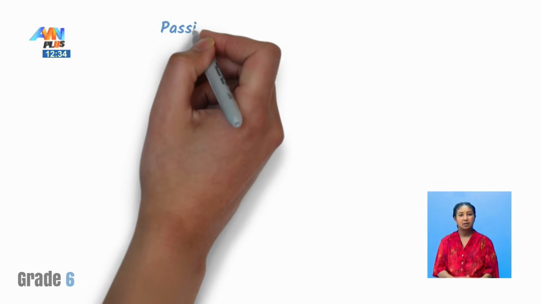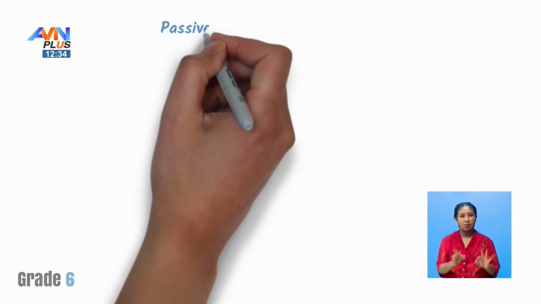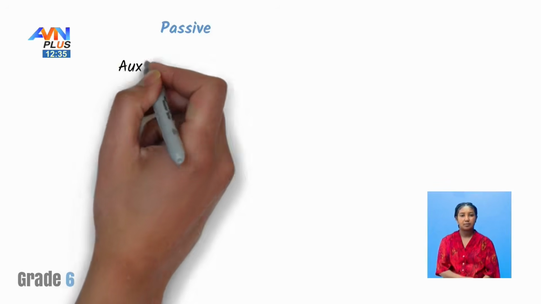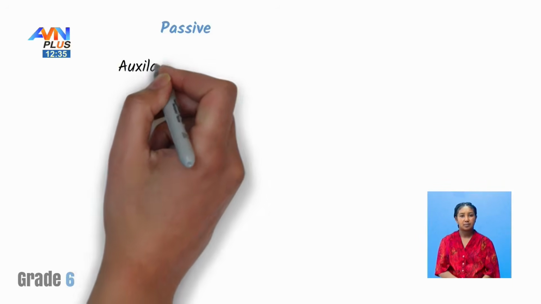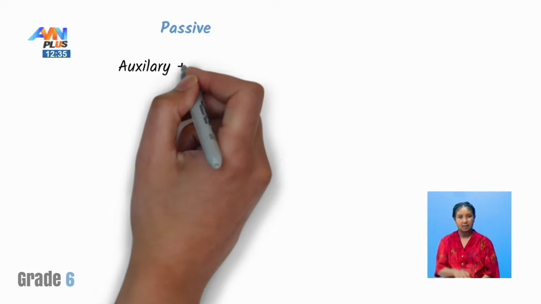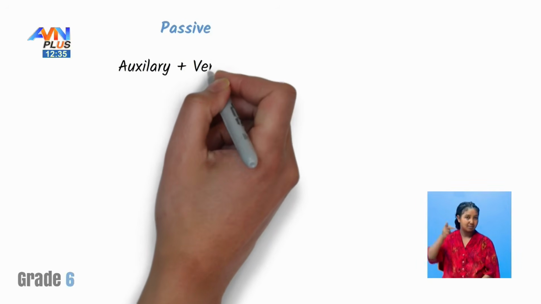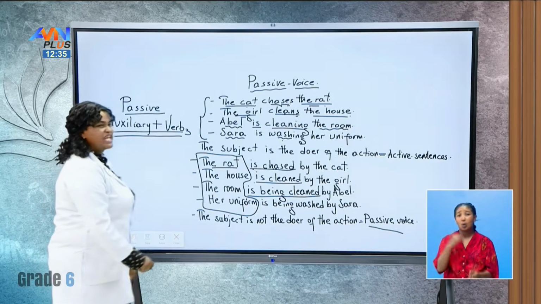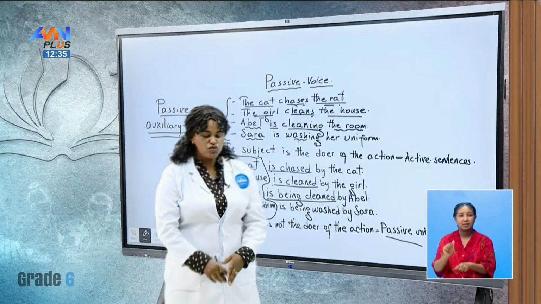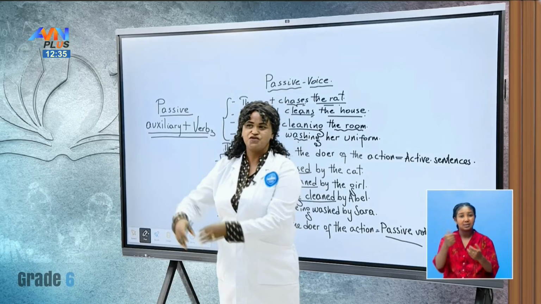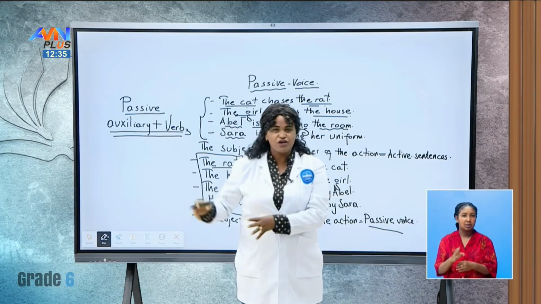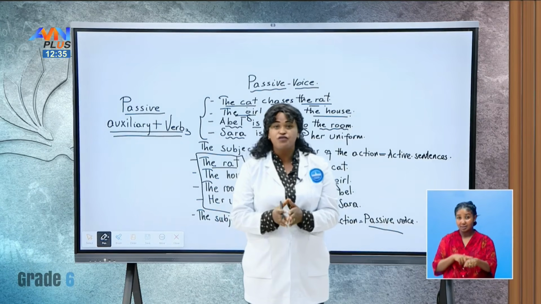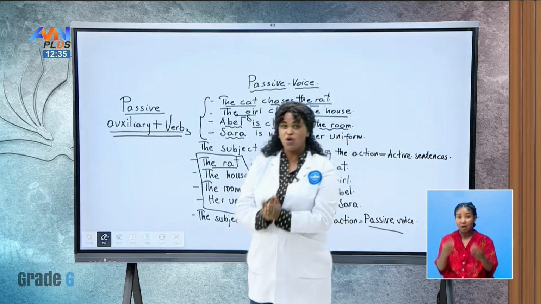And its form. Obviously, there is always a subject, then auxiliary plus verb 3, or past participle. Don't forget this one. Okay? Always, in every tense, even when we continue about the other tenses, which is future, or the perfect ones, the past or the continuous ones, in every tense, the verb form of a passive sentence is always what?